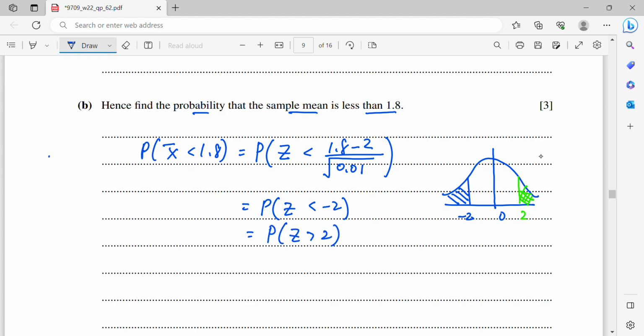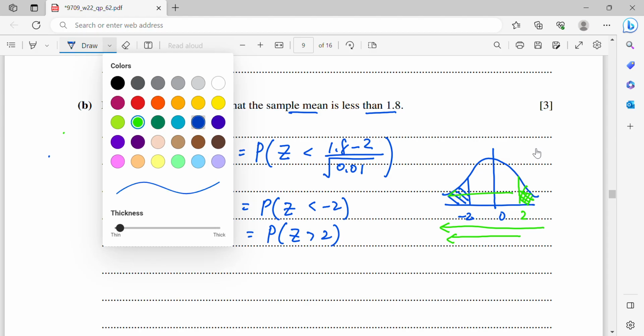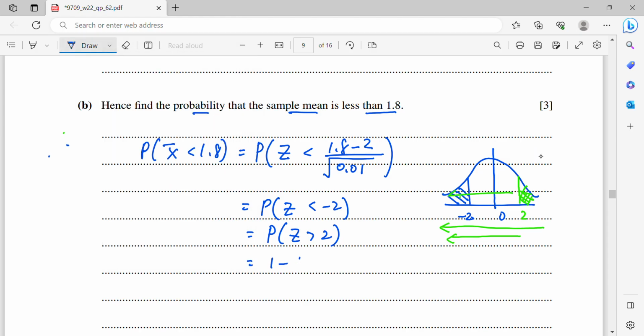So we need to count P(Z greater than 2). The green region is going to be total probabilities, which is 1, minus P(Z less than 2), minus all the regions towards the left-hand side. So I will write this as 1 minus P(Z less than 2). From the table, P(Z less than 2) is 0.9772. When we calculate this value, it will be 0.0228. So this is the answer correct to 3 significant figures.